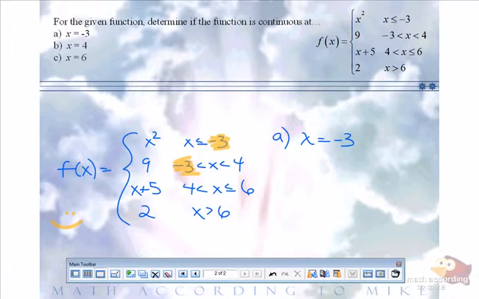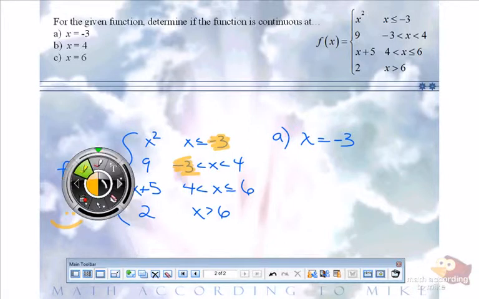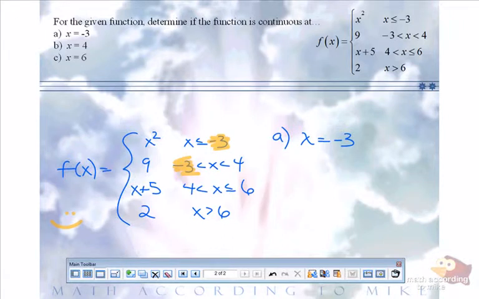The right-hand side, notice this is to the right of -3. If we plug -3 into this function, notice it's a constant function, which means it doesn't change. What would we get? 9. So the left-hand limit's 9, the right-hand limit's 9. So what's the limit itself? 9. So the limit as x approaches -3 of our function is 9. So that part checks out.